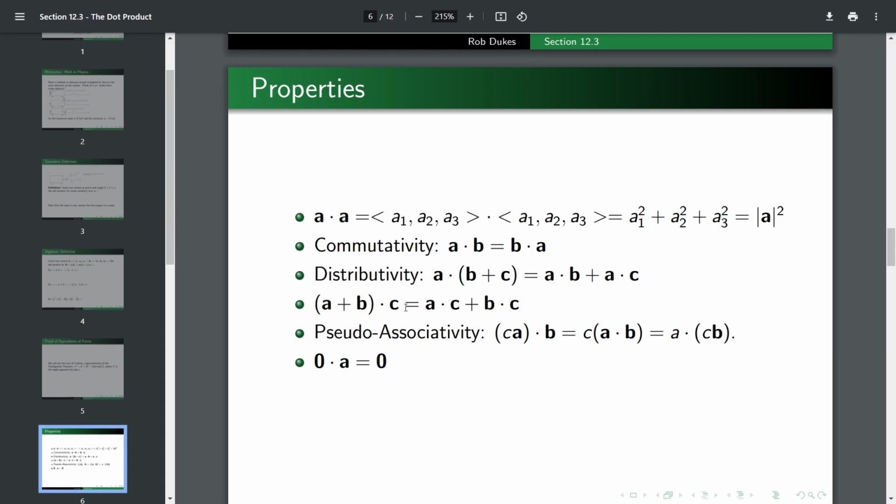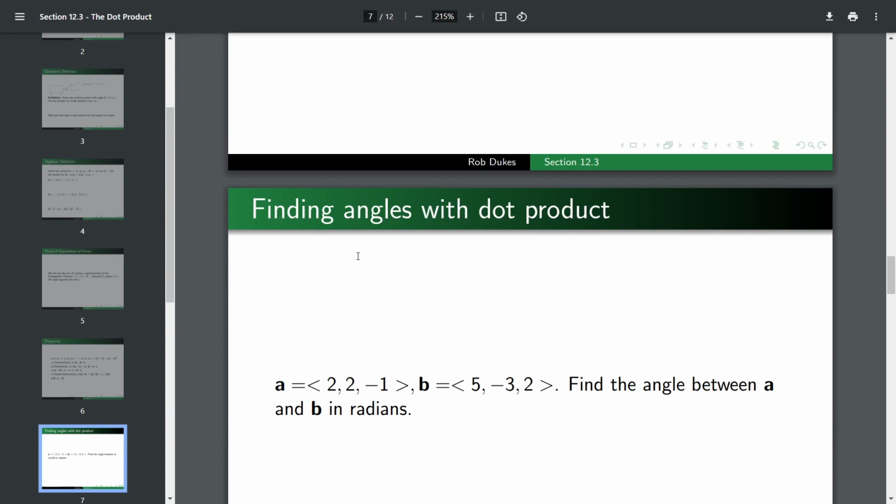Okay, so those are our big properties. Like I said, most of them are exactly what you would expect. I think this associativity is the one that might give people trouble because a lot of people mix up how distribution works. So just remember the scalar only gets distributed to one of the two vectors, not both.